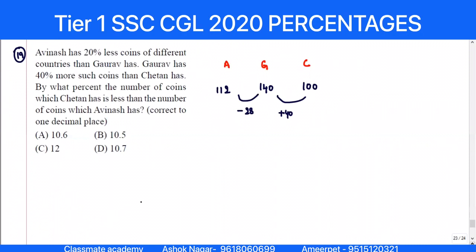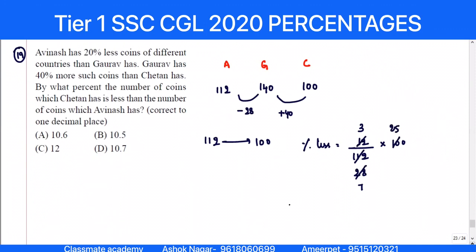Now he's asking you, by what percent is the number of coins which Chetan has less than the number of coins Avinash has? Avinash has how much? 112. Chetan has how much? 100. How much less? What is the percentage less? 12 upon 112 into 100, cancel it in the 4 table. 4 3s are 12. 4 7s are 28. 75 by 7 is 10. 5 by 7. We know 5 by 7 is 0.71 and so on. So how much is it? 10.7.